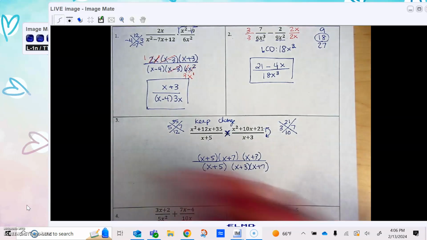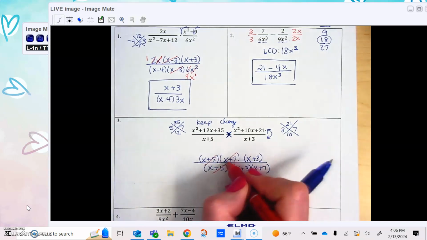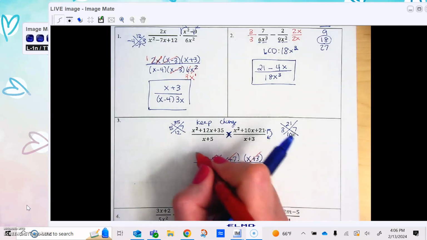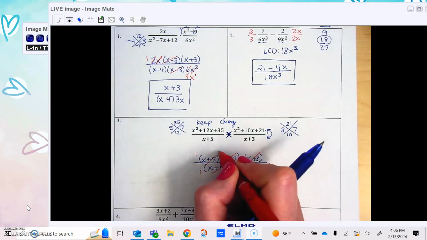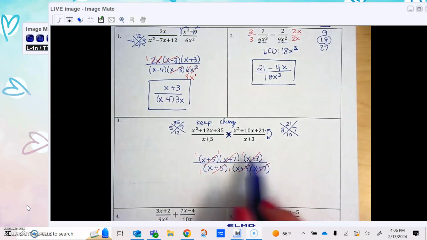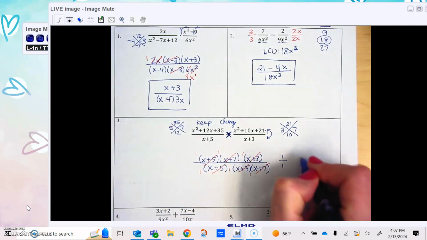And now cancel x plus 5, x plus 7, x plus 3. And remember, when everything cancels, you're really leaving behind a bunch of 1s, right? It's because anything divided by itself is 1. So 1 times 1 times 1, 1 over 1, or just 1.